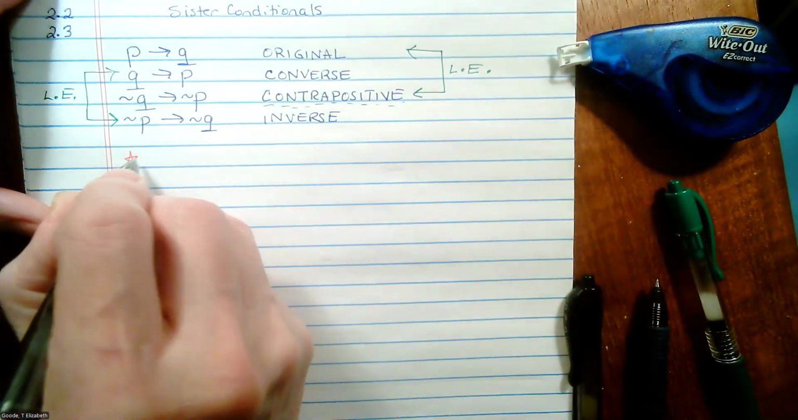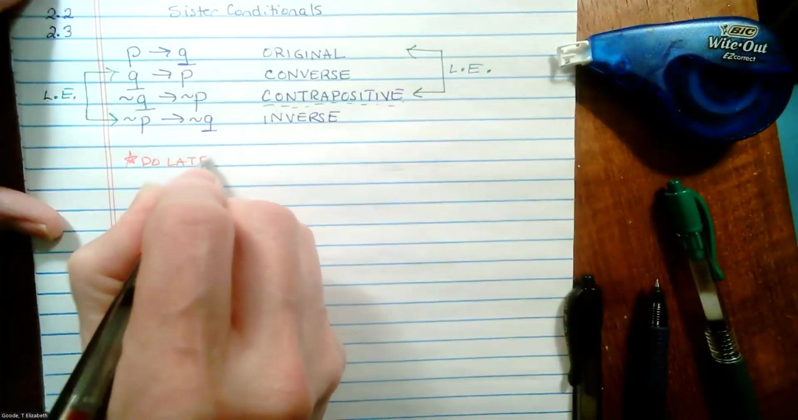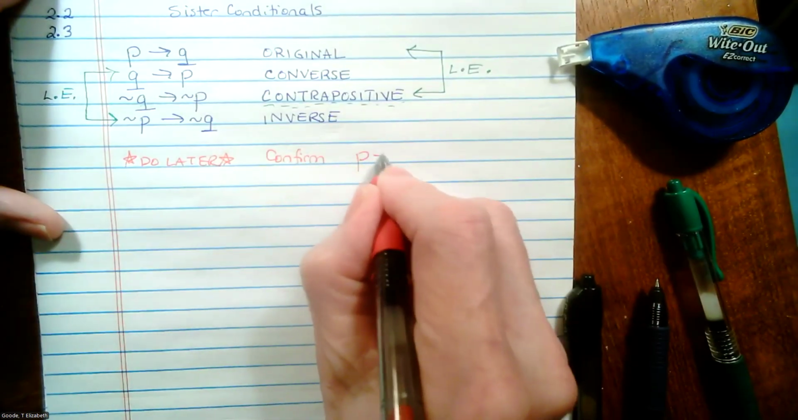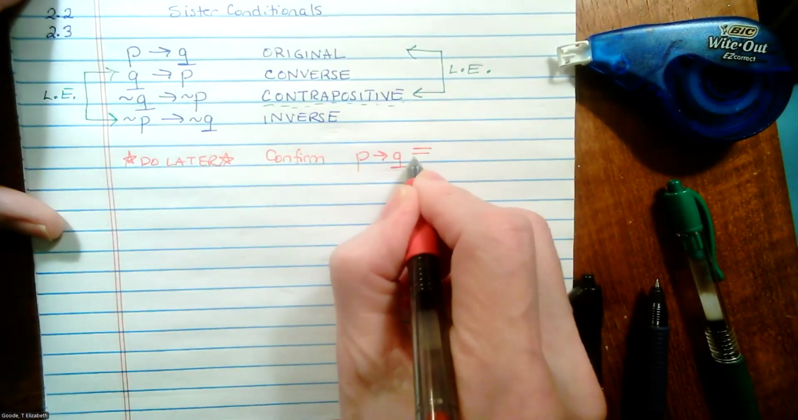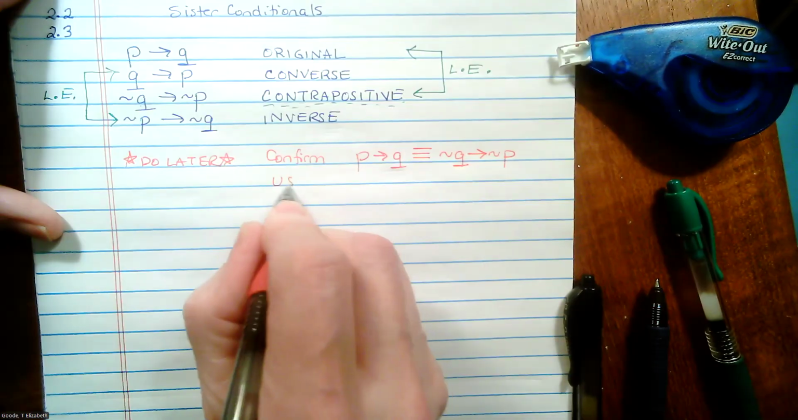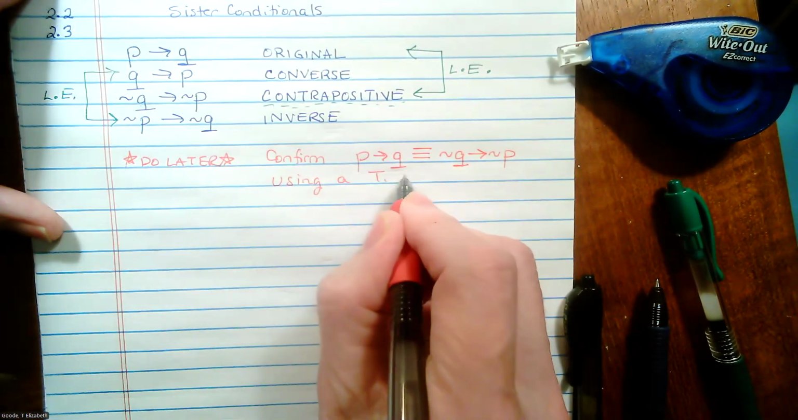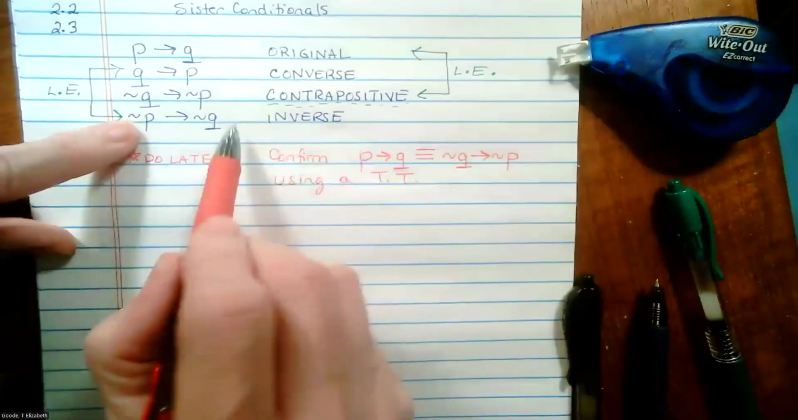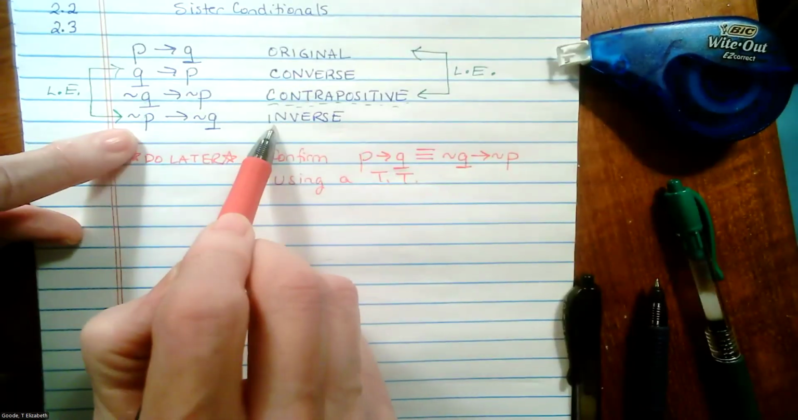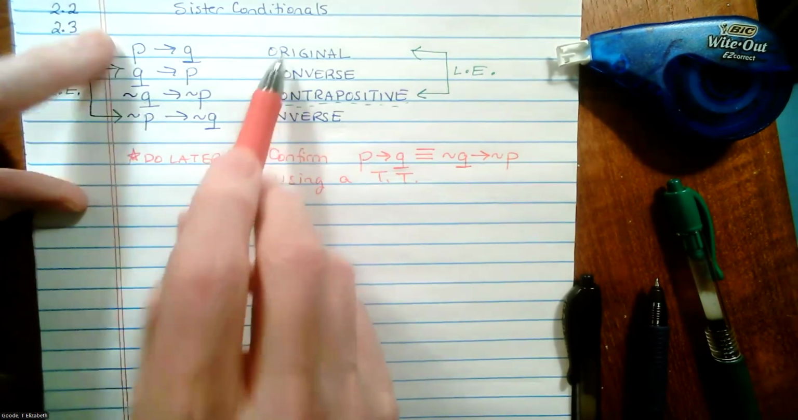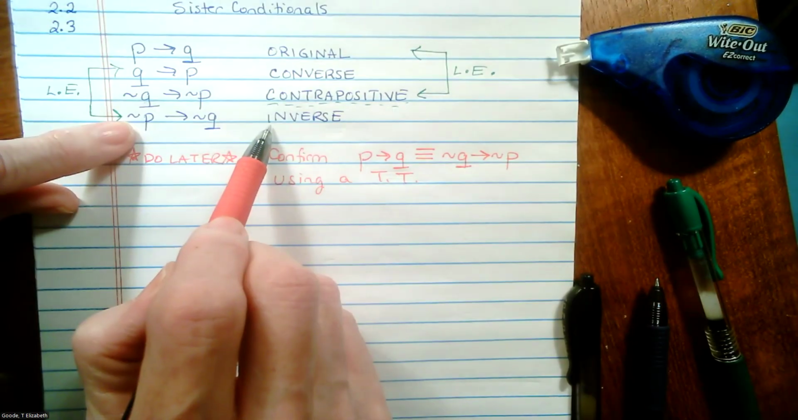So I'll ask you to do later: confirm that P implies Q is logically equivalent to not Q implies not P using a truth table. That'll be really good practice after we're done with office hours tonight, okay? And we already confirmed that the original is not logically equivalent to the inverse. Hence, Divine, you're right. That's an inverse error situation if we look at argument forms.